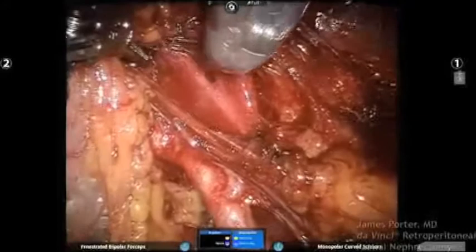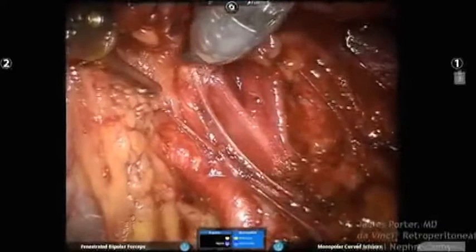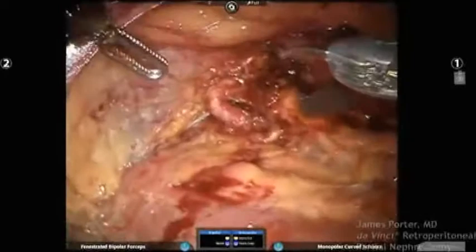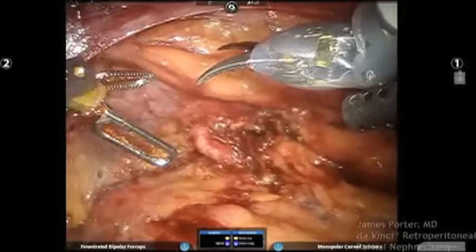If there are any questions from the audience, you can come up to the microphone and we can certainly relay them to Dr. Porter. So for those who came in late, this is a retroperitoneal approach on a patient with a 2.5 centimeter solid endophytic midpole mass. And Dr. Porter has now dissected out the hilum, which is a single renal artery, single renal vein.